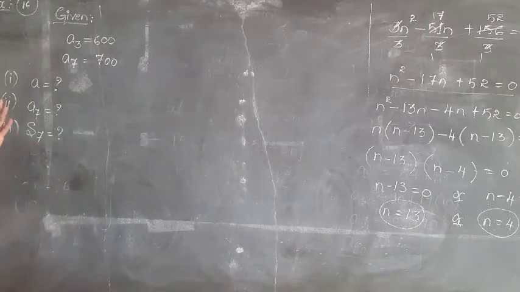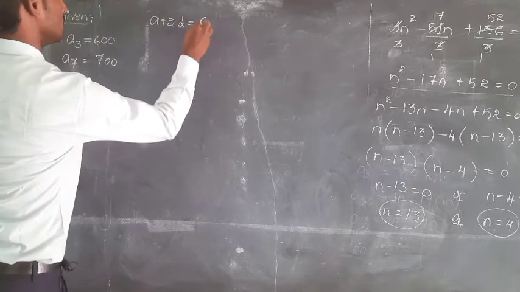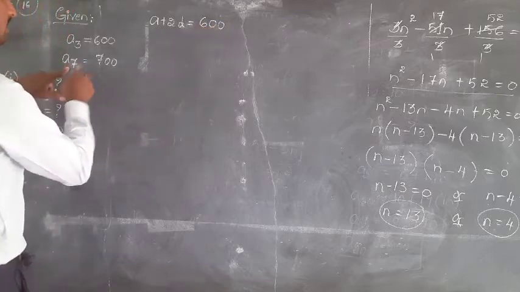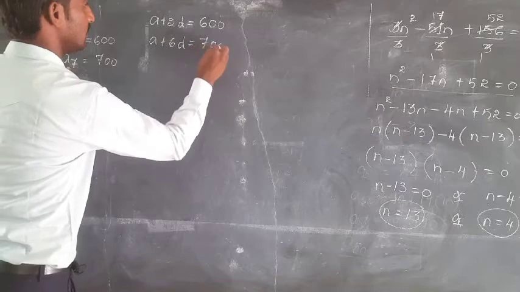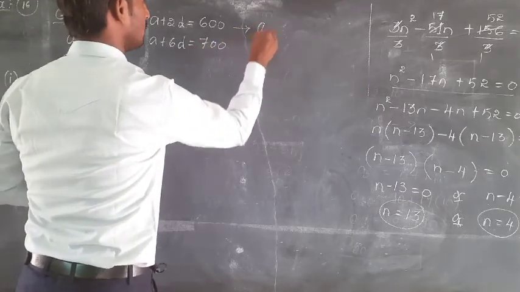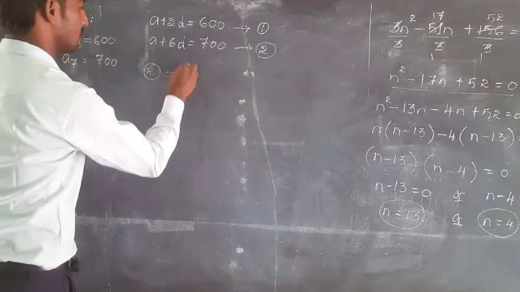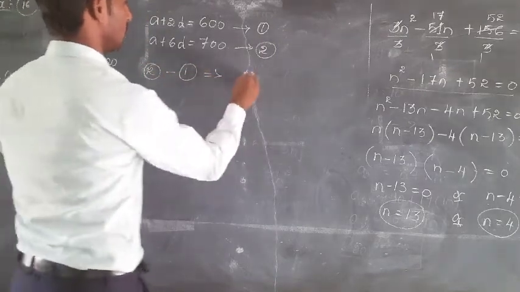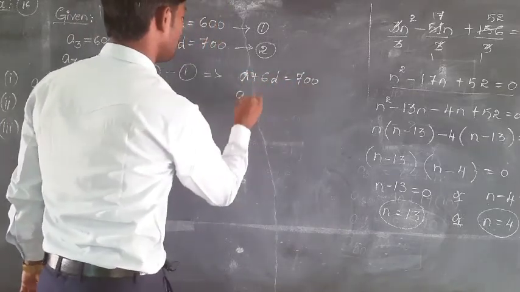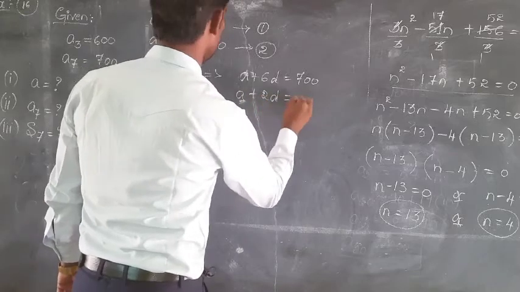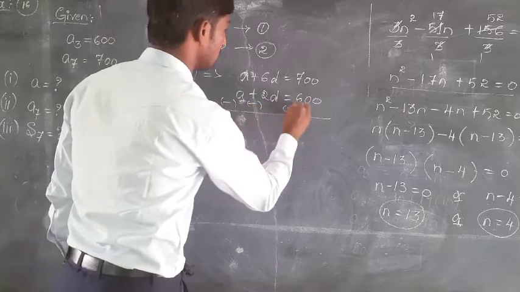So A3, in general form, A plus 2D is equal to 600, and A7 is A plus 6D is equal to 700. I will call these equation number 1 and equation number 2. So equation number 2 minus equation number 1: A plus 6D is equal to 700 and A plus 2D is equal to 600. What we have to do? Subtraction, so change the signs for the second equation.